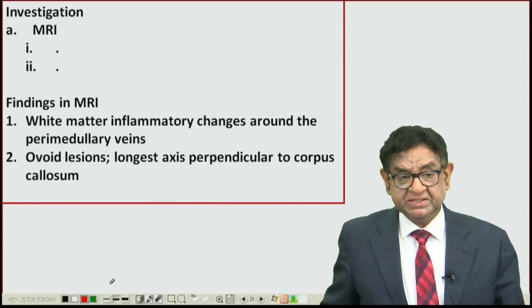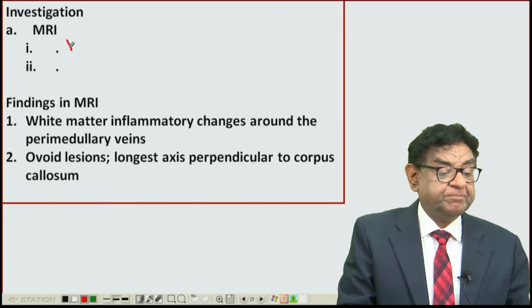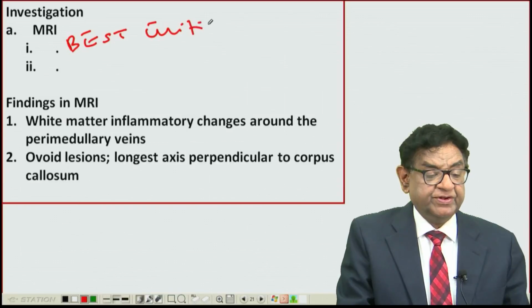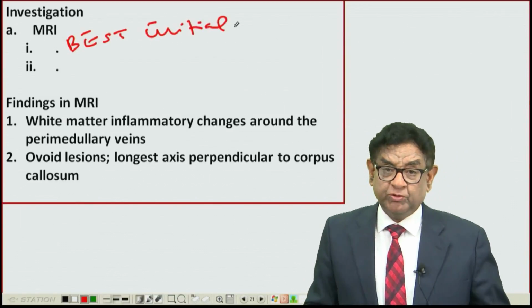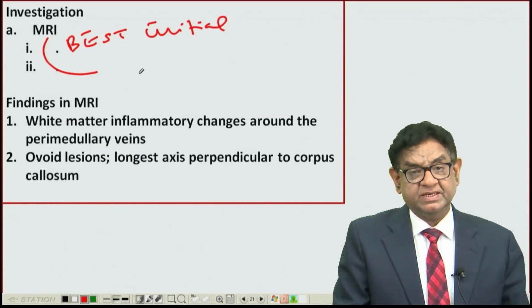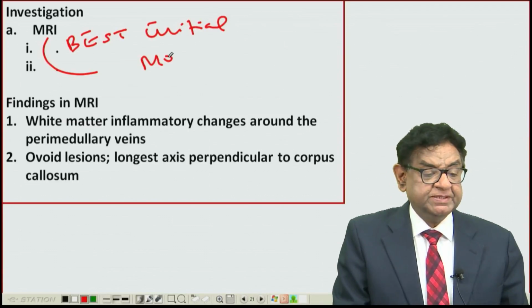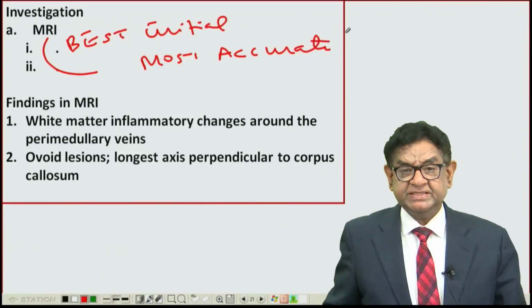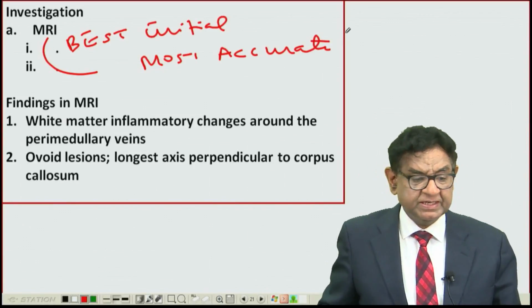So what are the best initial tests? MRI is the best initial test. And if a question is asked to you, which is the most accurate test? Again, the answer is MRI. So beyond doubt you will talk about MRI. CT scan is of no use in this diagnosis.